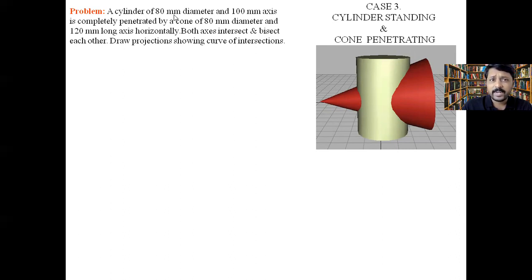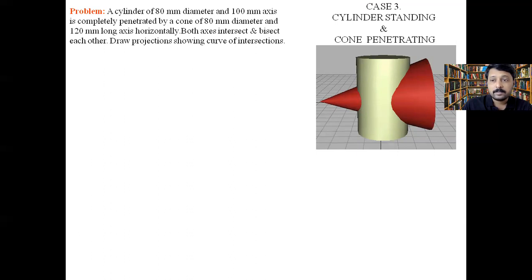A cylinder of 80 millimeter diameter. So we have to draw the 80 millimeter diameter top view, and the height or axis is 100 mm. So the length or height has been given as 100 mm. And what is the condition given? It is completely penetrated by a cone. This is the cone of 80 mm diameter. It also has the same diameter, and the axis is 120 mm, and it is penetrating horizontally. Both the axes intersect and bisect as usual, as in the previous case.